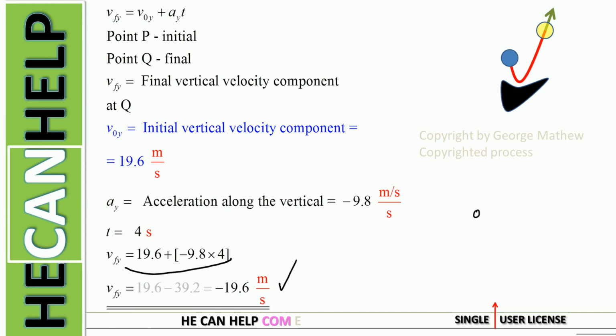So if at point P the vertical velocity vector component is positive 19.6, at the same height, point Q, we have velocity negative 19.6 meters per second along the vertical. So one is vertically up and the other one is vertically down, provided points P and Q are at the same vertical height.